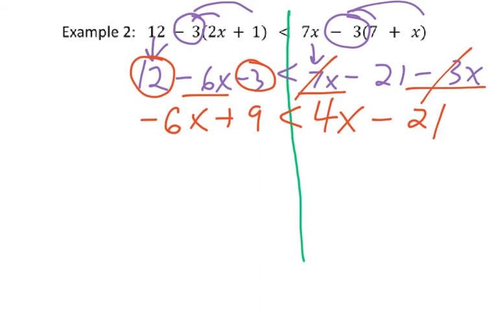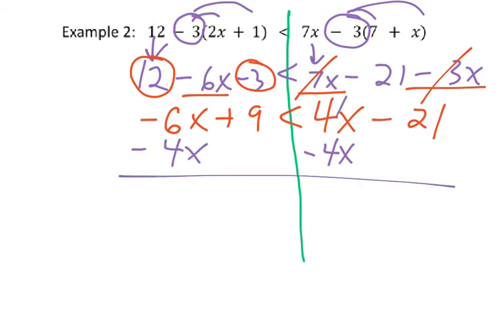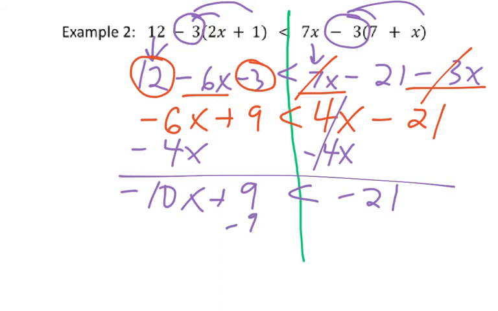So now we have to get our variable terms on the same side. I'm going to subtract 4x here. Now, usually I like to keep the variable positive, but either way is actually fine. I'm getting the variable on the left, but it doesn't matter. You could have added 6x and kept the variable positive, which is actually nicer in a lot of ways because you don't have to worry about flipping your sign. But now we subtract 9. So we get negative 10x is less than or equal to negative 30.